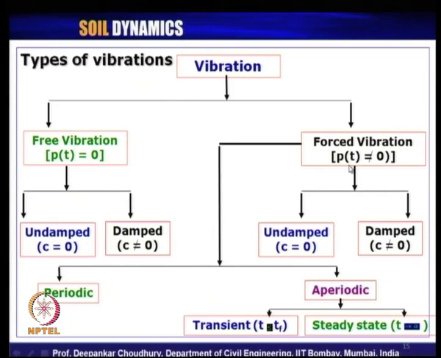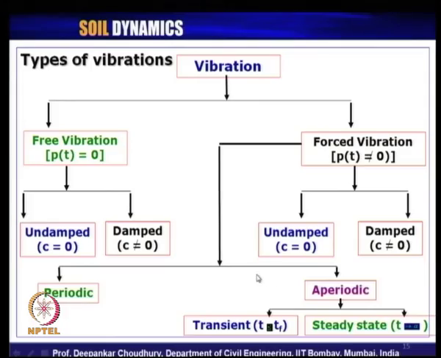Similarly, the forced vibration also can be subclassified into two categories: undamped forced vibration, that is when C equals 0, but there is an externally applied dynamic load to the system. So, P of t is non-zero. Another category is damped forced vibration, where C is also present, P of t is also present. Another way to classify the forced vibration can be in these two categories: periodic forced vibration and aperiodic forced vibration.